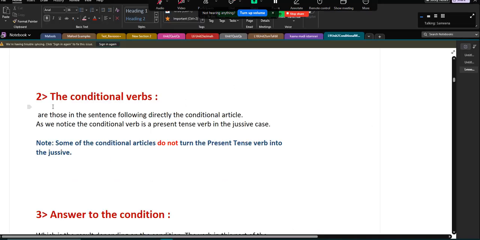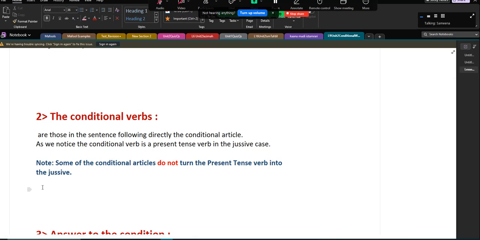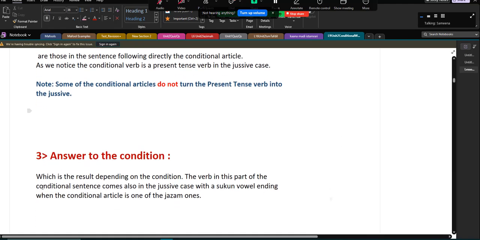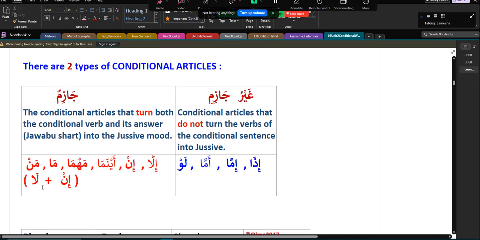Conditional verbs are those in the sentence following directly the conditional article. As we notice, the conditional verb is a mudari, present tense verb, in the majzoom case, jussive case. So there's a note. Some of the conditional articles do not turn the present tense, that is mudari, into the jussive. Okay. If you look at the conditional articles, only some of them make the mudari majzoom. So I have divided those into two different categories, that is the jazim and ghairu jazim.